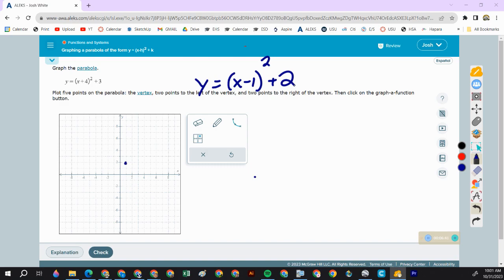Right 1, up 2, and then same pattern. Over 1, up 1, over 2, up 4, over 2, up 4.